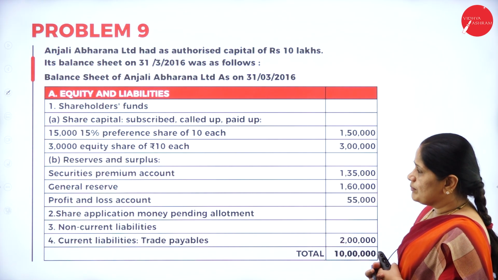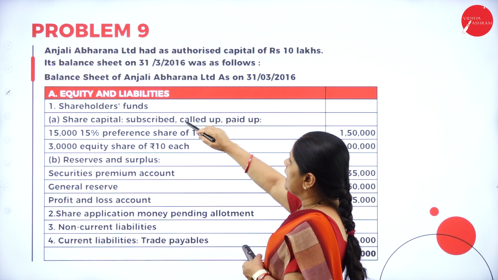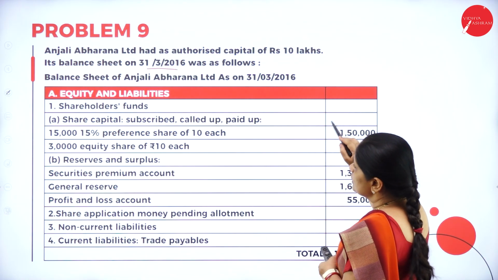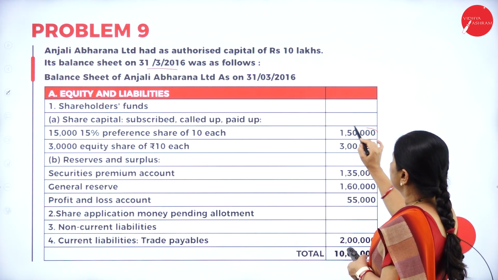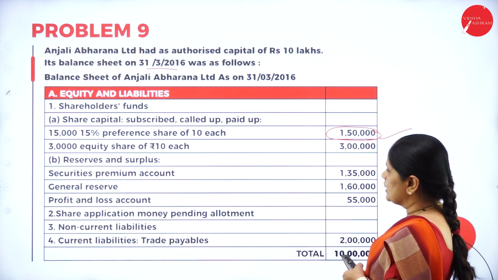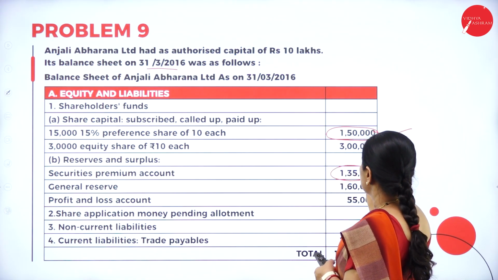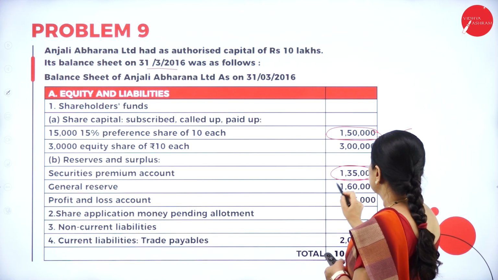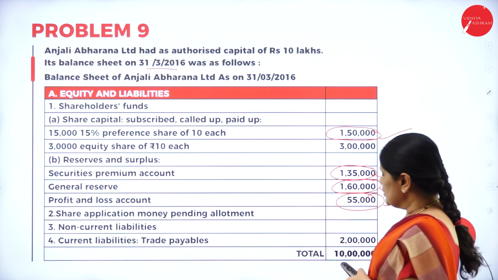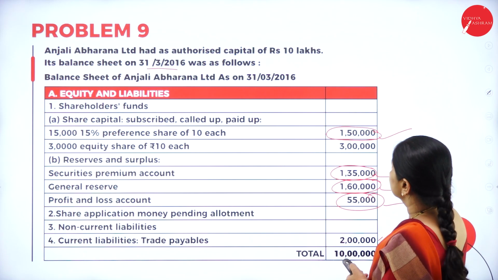Now, we have a problem here. Anjali Abharana Limited has an authorized capital of 10 lakhs. The balance sheet on 31/3/2016 was as follows. So, we have the share capital, the preference share capital 1,50,000. So this becomes very, very important. Then we have the equity shares, securities premium account. So this also we have to make a note of. General reserve also we need to note. Profit and loss account also we need to note. So the trade payables and the total is 2 lakhs and 10 lakhs respectively.